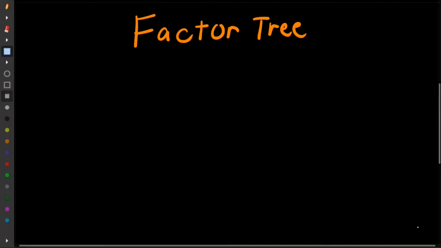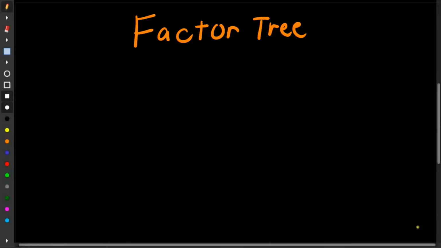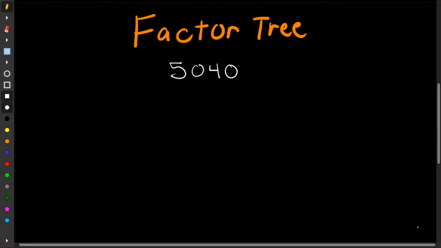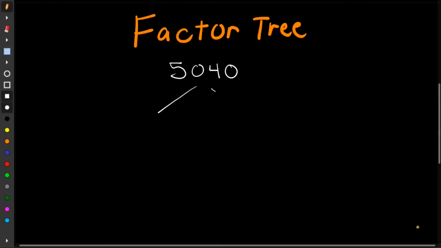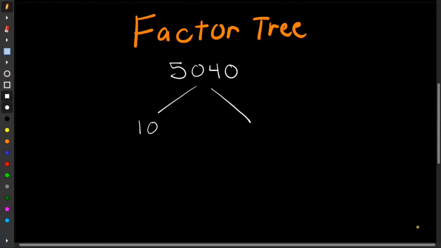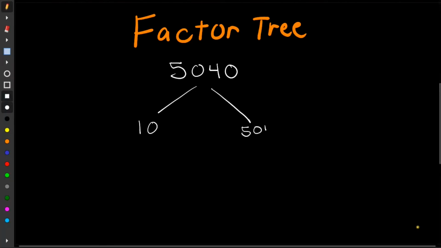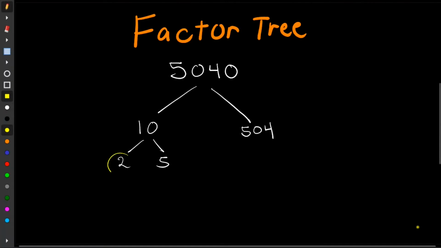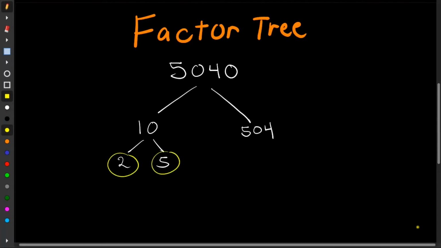Now let's try a 4-digit number. Say if we have 5040. Since it ends in 0, we can factor out the 10 again here, and the 504. Now this 10, we can factor as 2 and 5. So these two are already primes.